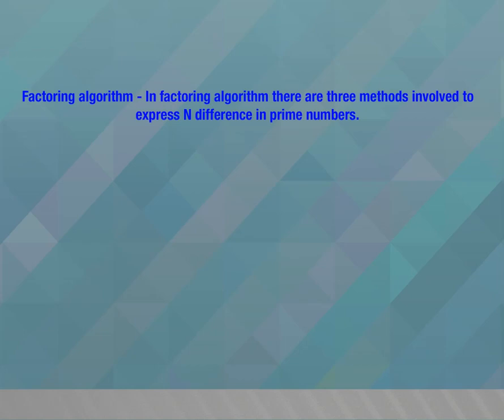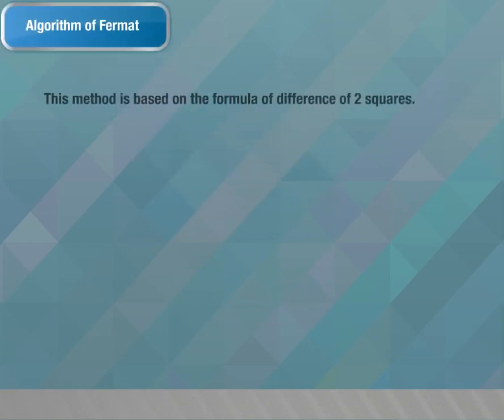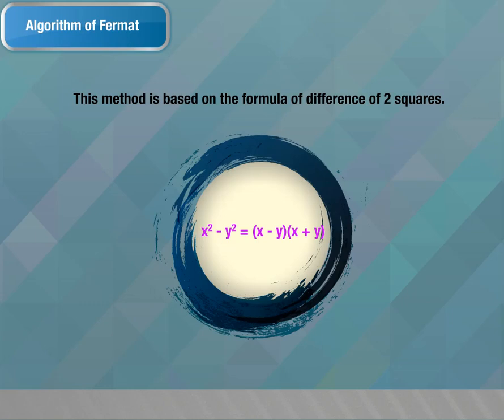Factoring algorithms. In factoring algorithms, there are 3 methods involved to express n as a product of prime numbers: algorithm of Fermat, algorithm of Euler, and Pollard's rho method. Algorithm of Fermat. This method is based on the formula of difference of two squares: x² − y² = (x − y)(x + y).